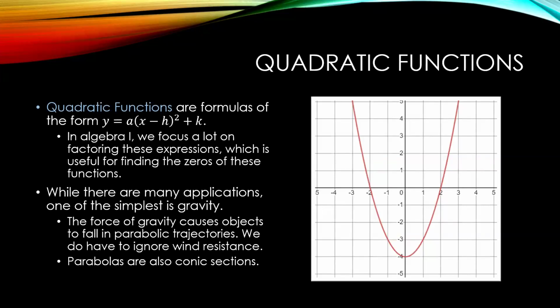You do have to be careful. Wind resistance is a thing. It will mess with that. But if you are dealing with something which does not have any form of air resistance, it'll just go in a parabolic trajectory. Parabolas are also conic sections. And so when we think about conic sections, we always have to remember quadratics are one of them.